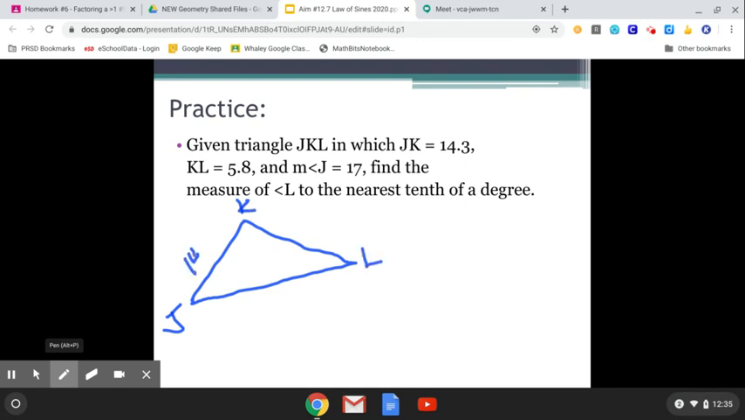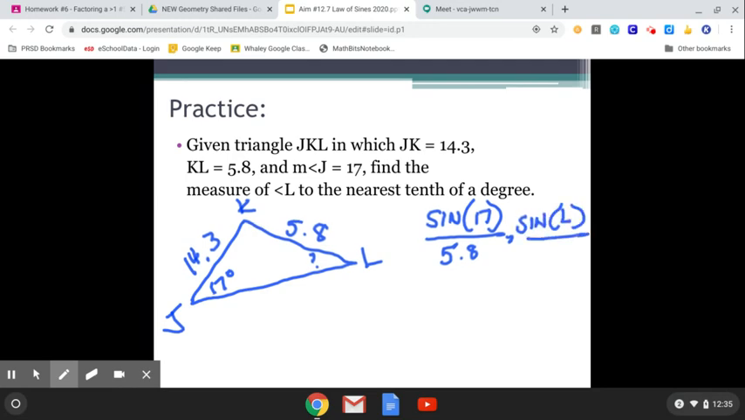JK is 14.3. KL is 5.8. The measure of angle J is 17 degrees. And it wants to know what's the measure of angle L. So it's clear that I have the sides and the angles I need to set up my law of sines. It would be the sine of 17 over the side that's across from it, 5.8, is equal to the sine of L, which we don't know, over 14.3. And now you'll go and you'll cross multiply and you'll do all that.